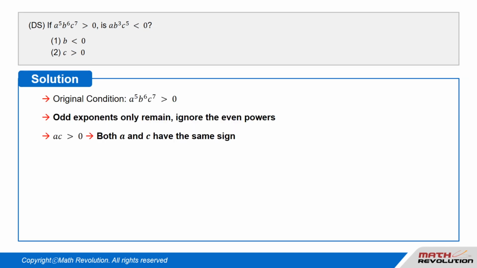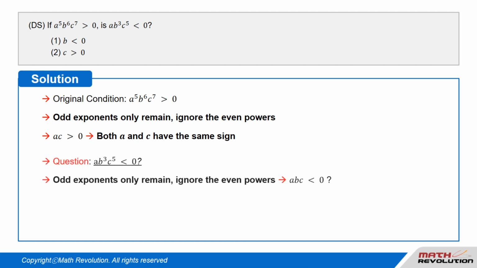We are given that a to the power of 5 times b to the power of 6 times c to the power of 7 is greater than 0. Now only the odd exponents remain, and by ignoring the even exponent factor, a to the power of 5 times b to the power of 6 times c to the power of 7 is greater than 0 becomes a times c is greater than 0. So we are given that a times c is greater than 0, meaning both a and c have the same sign.